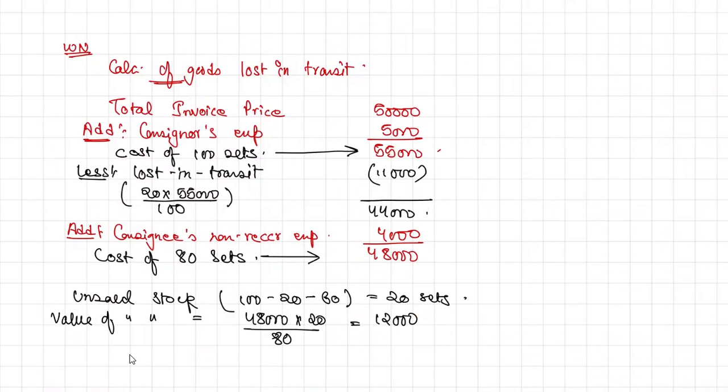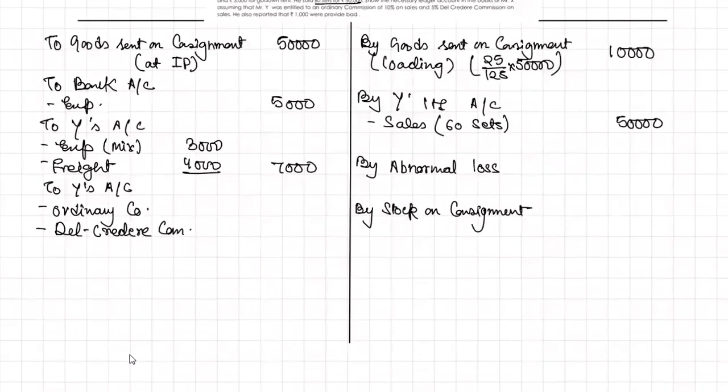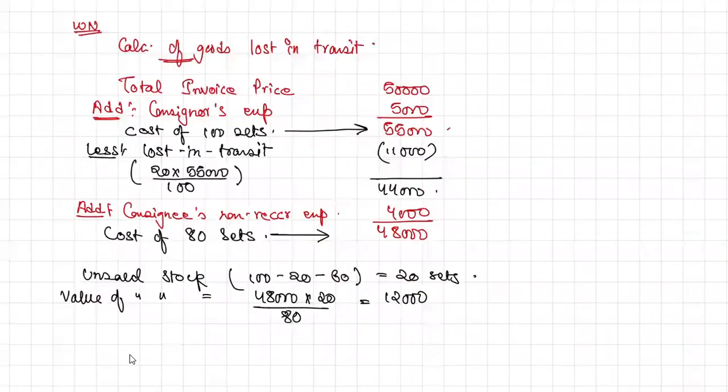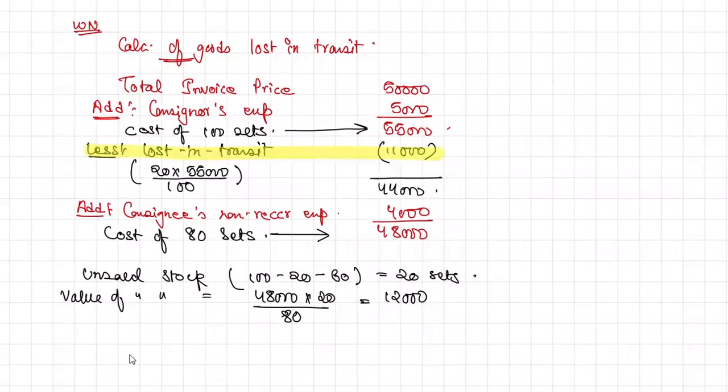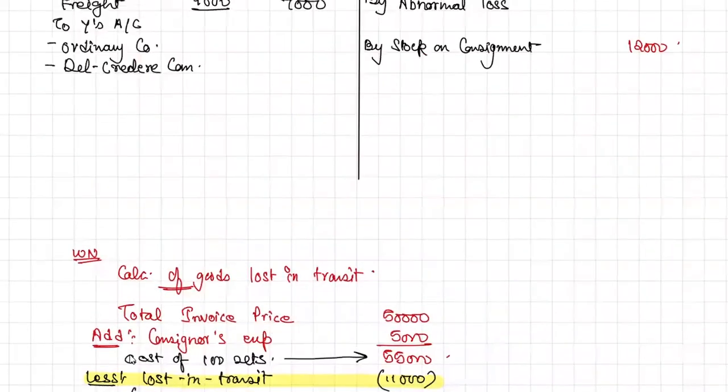Yes, okay. So now see, unsold stock का तो ठीक है, stock on consignment is 12,000. We have calculated. Correct. बट आप लोगों ने अब आप लोग मुझे एक चीज बताओ, ये तो लॉस्ट इन ट्रांजिट है, ये वाली फिगर कहाँ गई? ये वाली 11,000. तो क्या इसको मैं एबनॉर्मल लॉस में सीधा डाल दूं?